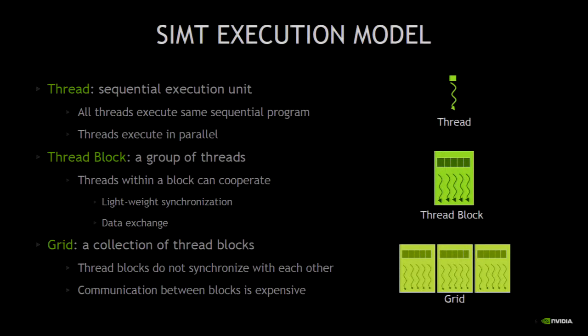These threads are grouped into blocks, and we call them thread blocks. Threads in a block can cooperate with each other. They can have some synchronization with each other. They can exchange some data. And then these thread blocks are also organized into a grid. So a grid is a collection of thread blocks. Communication between different thread blocks is very expensive, so typically all the thread blocks run independently from each other.